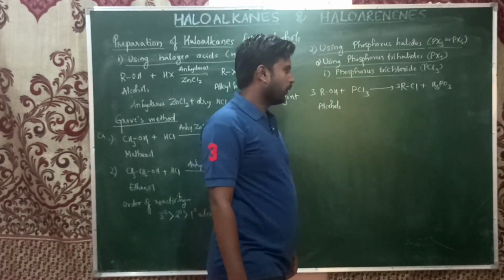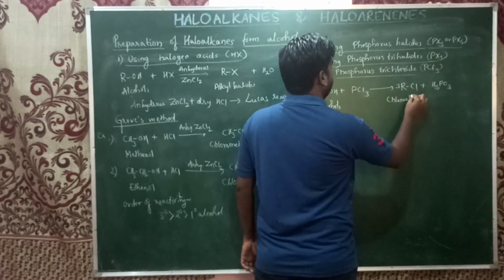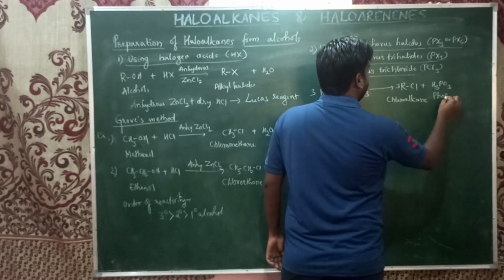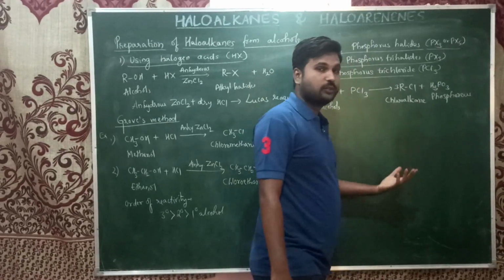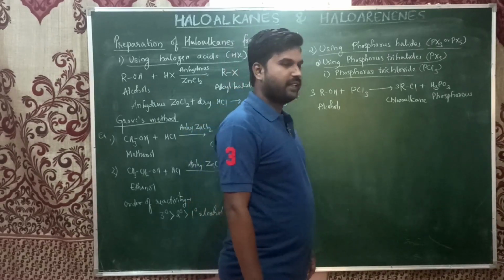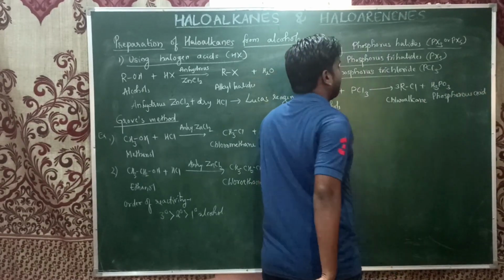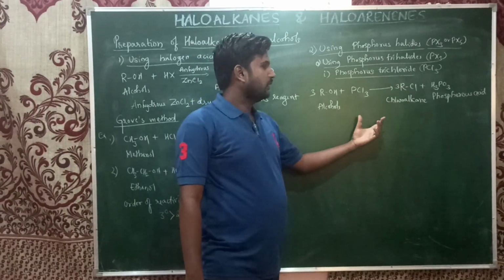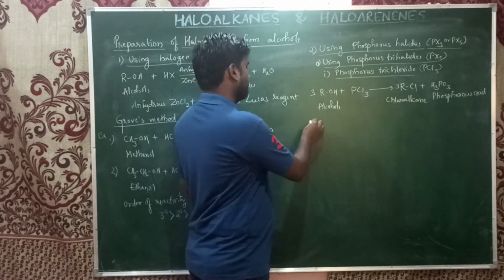So alcohols react with phosphorus trichloride and give us chloroalkanes with the elimination of phosphorus acid. We can write ROH because phosphoric acid is also common. You might have heard the name H3PO4, phosphoric acid, but here it is H3PO3, phosphorus acid. When the alcohols react with phosphorus trichloride, it gives us chloroalkanes with the elimination of phosphorus acid.